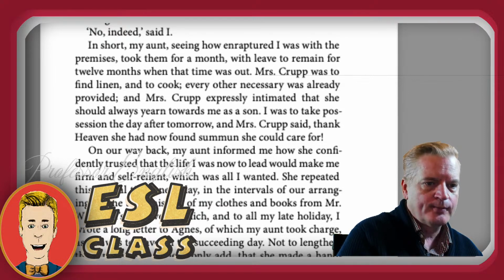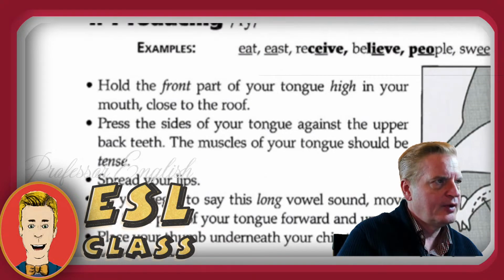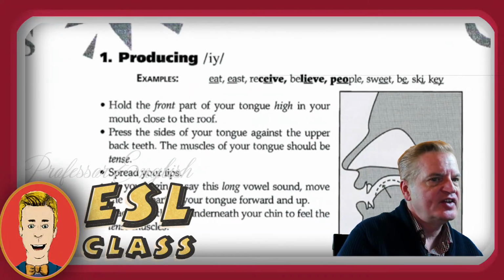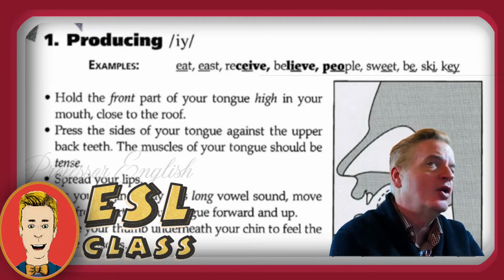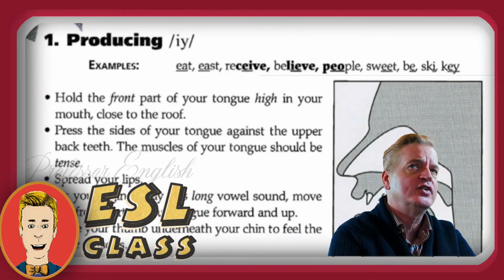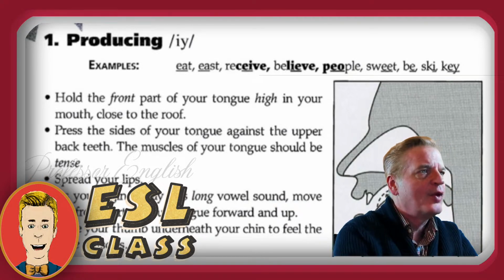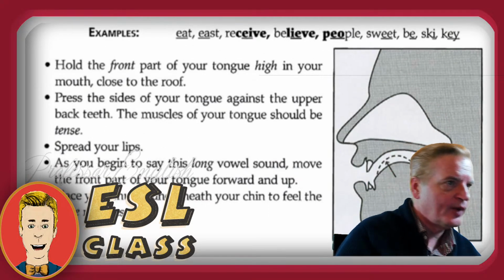So let's return to, let me find it. Here it is. To our chart. Okay, so we're doing the long E for leave. This is a tense sound. You should be making your muscles tense. All of your muscles are tense. Your tongue is tense. Your muscles down here, whatever these muscles are called, are tense, and your lips are tense. Hold the front part of your tongue high in your mouth. Let me move out of the way so you can see the picture.